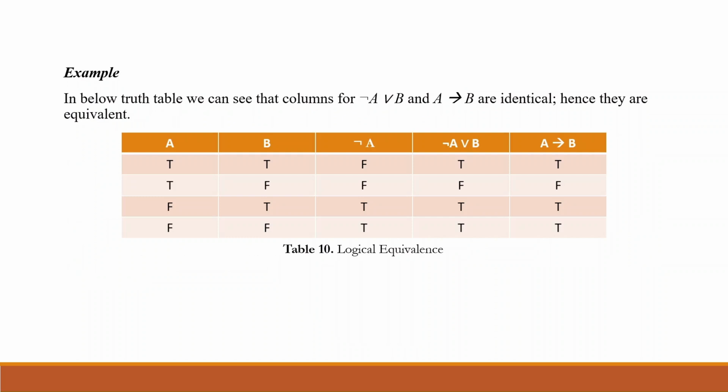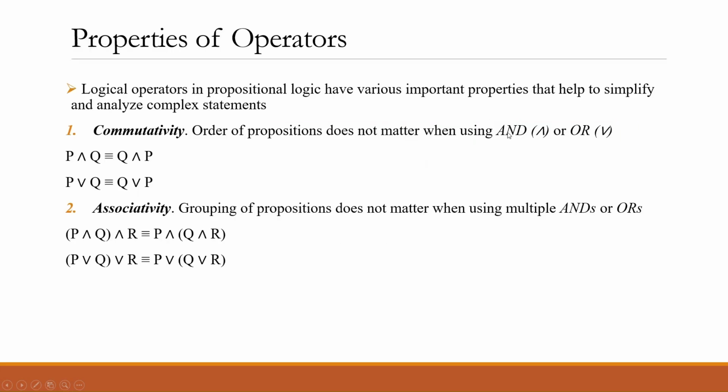In this table, we can see that the columns not A or B and A implies B are identical. Okay, so the third and the last column have the same values. Here we have true and true, false and false, true and true. So basically the last columns have the same truth values, so these two expressions are equivalent.